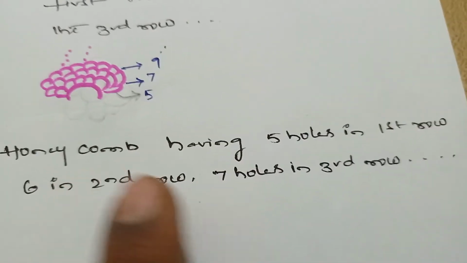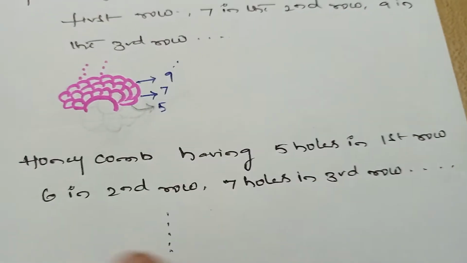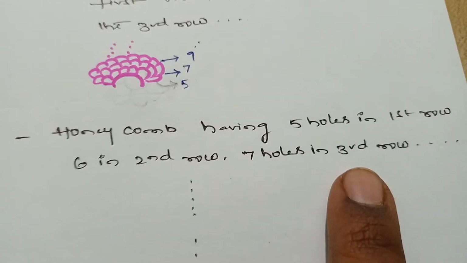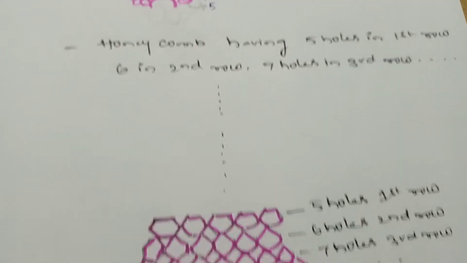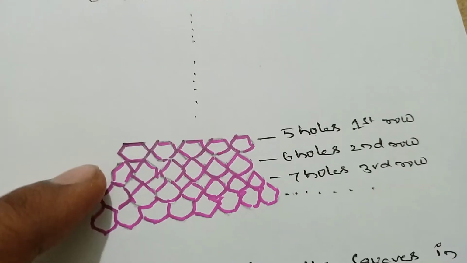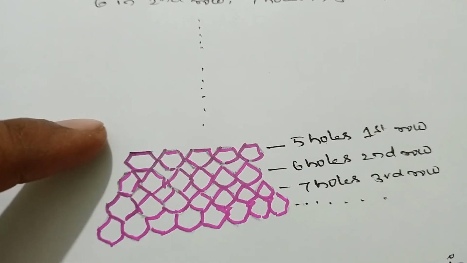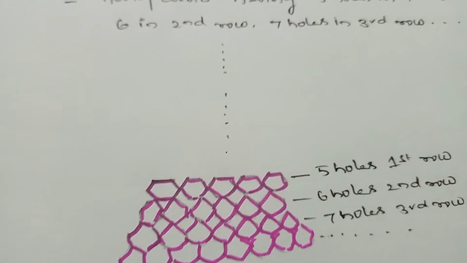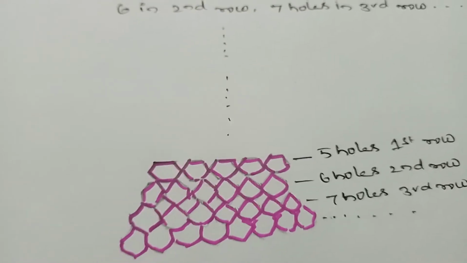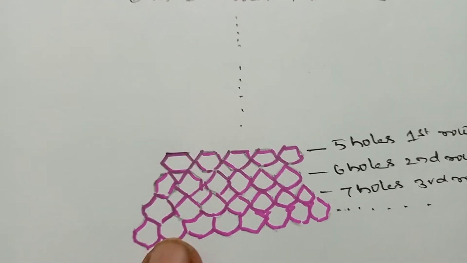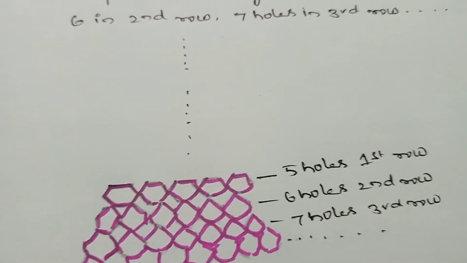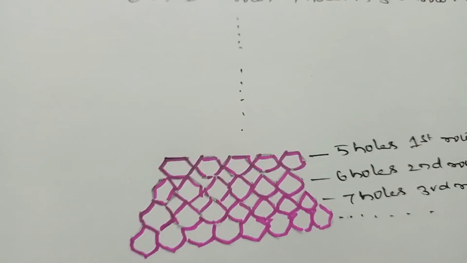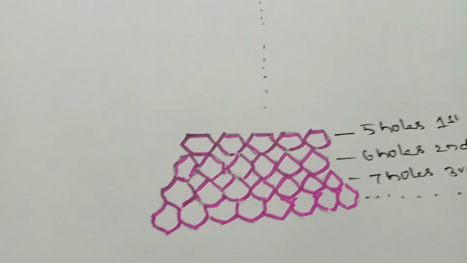Okay, so honeycomb having 5 holes in the first row, 6 holes in the second row, 7 holes in the third row. I have drawn a rough figure here to show how the holes of a honeybee look. Each and every hole looks like a hexagon shape, guys.